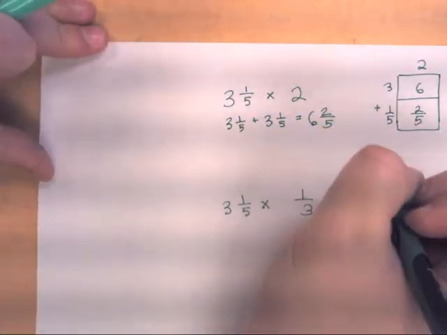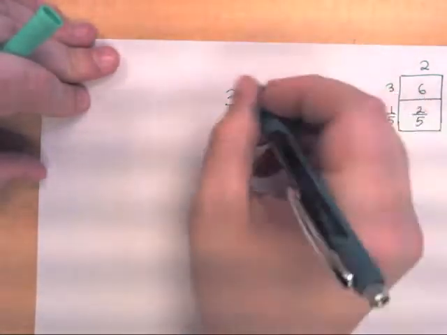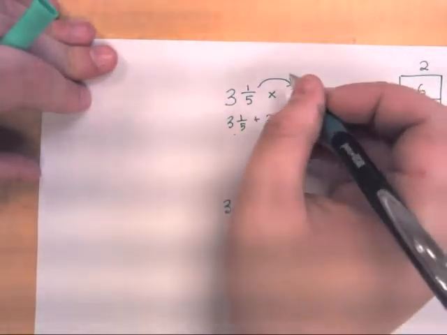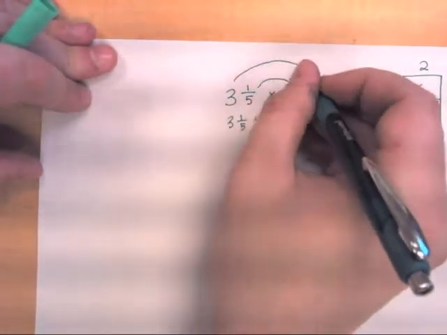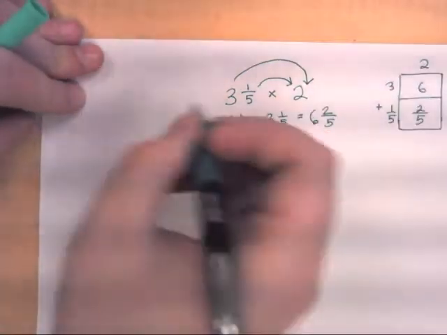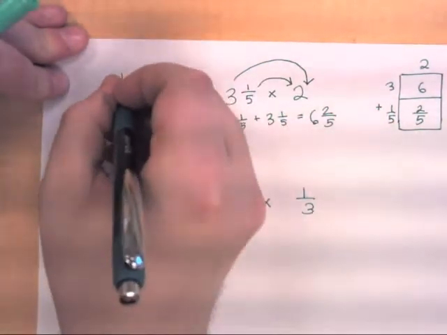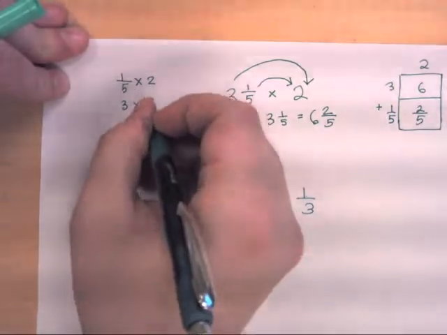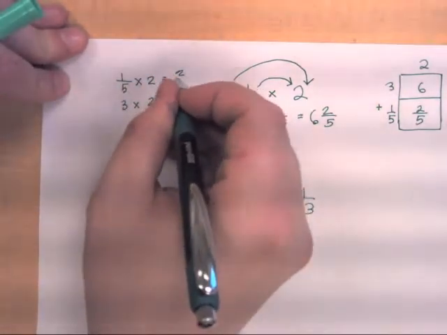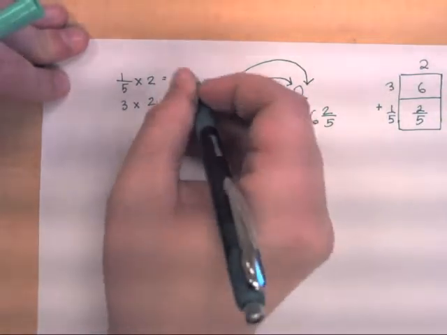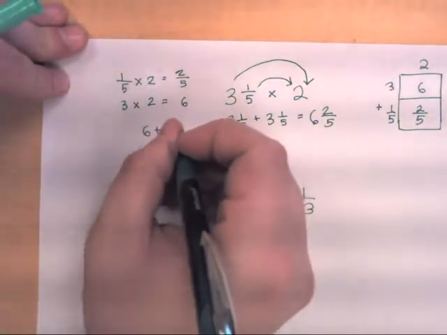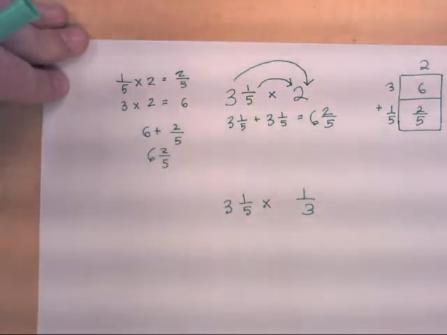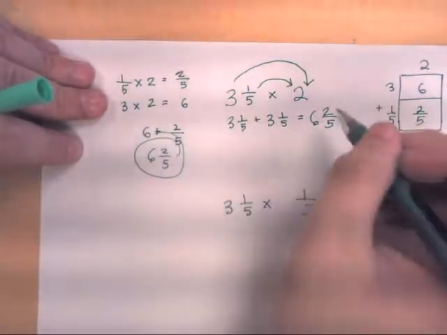Or you could work this problem out like I did the last problem we went over on the study guide. We can make sure that both parts of the mixed number are being multiplied by the other factor. So 1/5 multiplied by 2, and 3 multiplied by 2. 1/5 multiplied by 2 is 2/5. 3 multiplied by 2 is 6. Add your partial products, and you again end up with the product of 6 2/5.